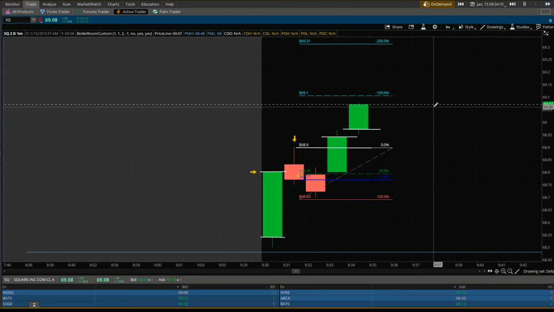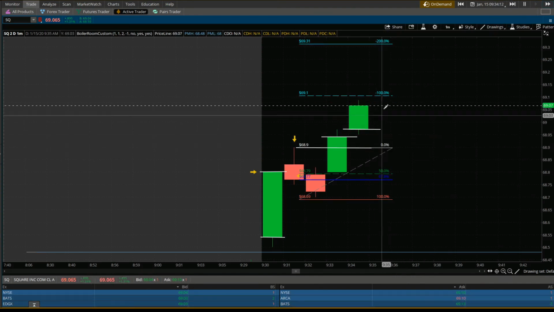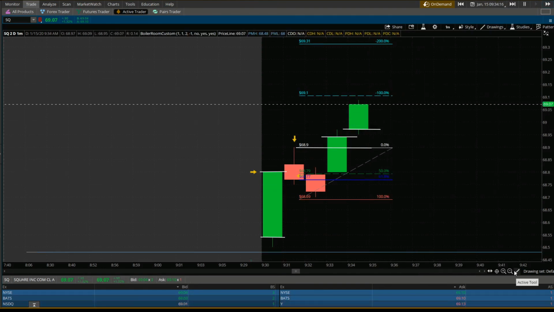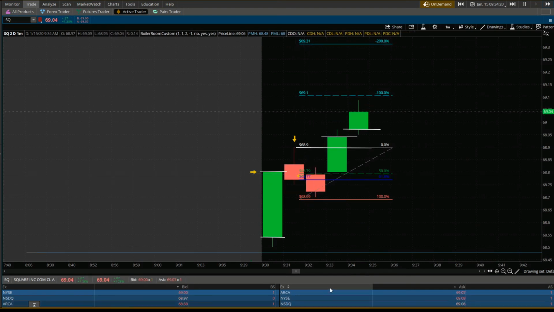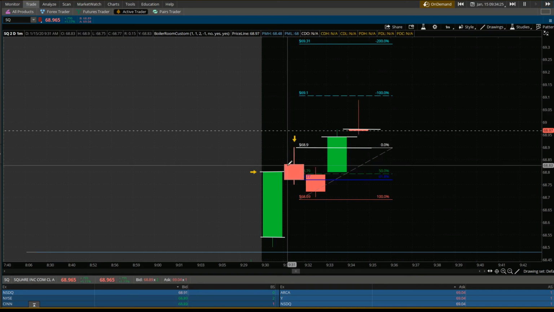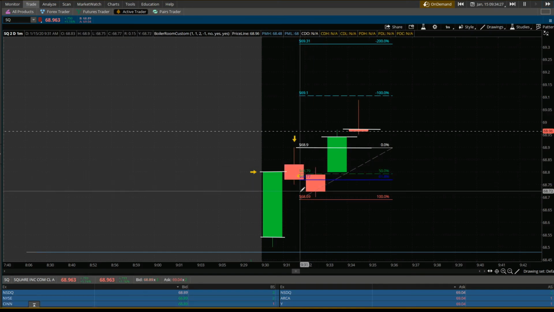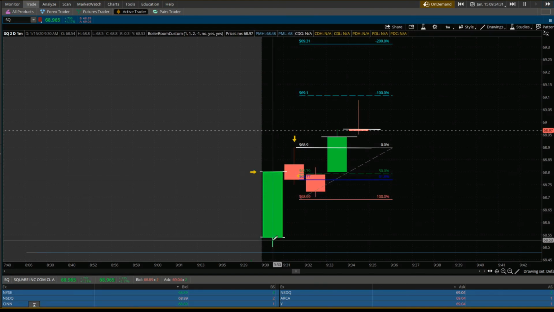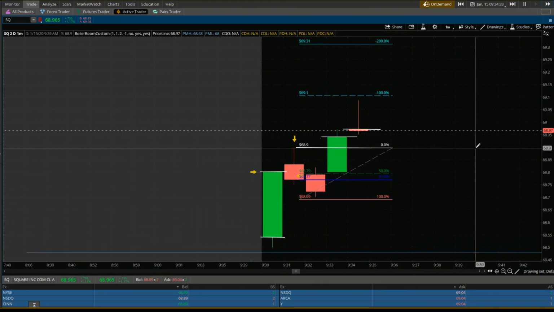And this is how you have to read the story. This, to me, is telling us that buyers are in control right now. And these two red candles are nothing more than profit taking, especially if it took two 1-minute candles to go down not even halfway of this one large green candle.